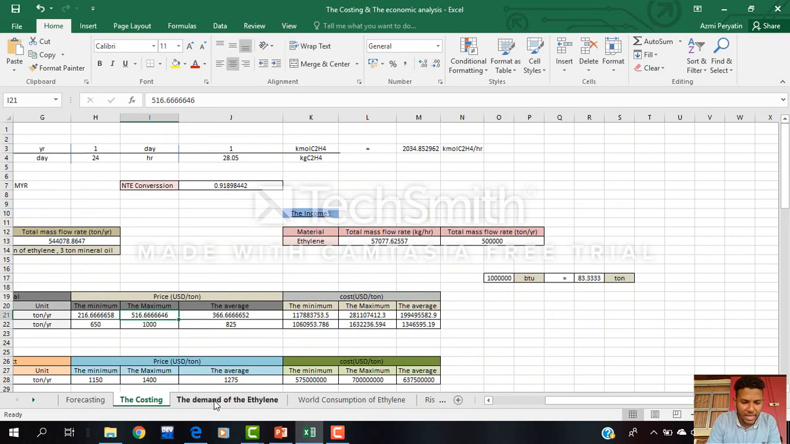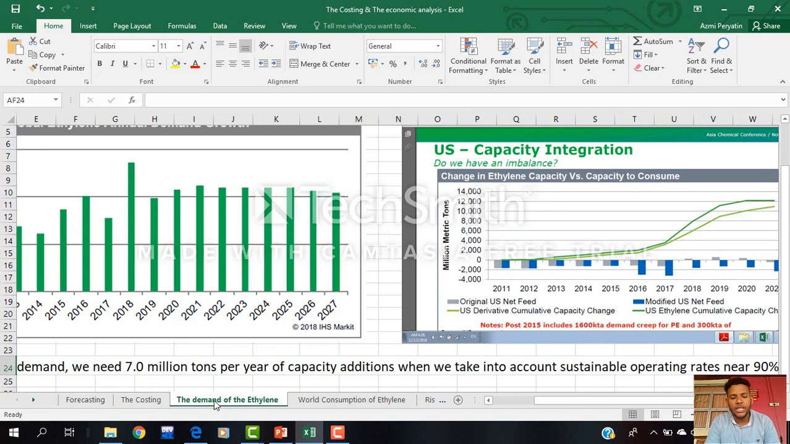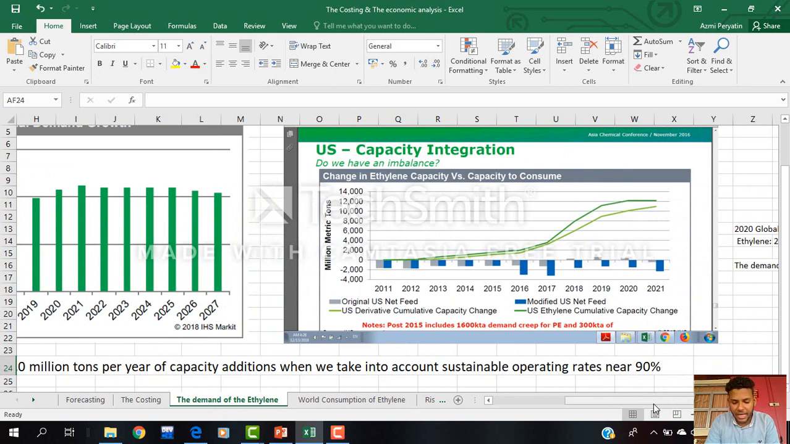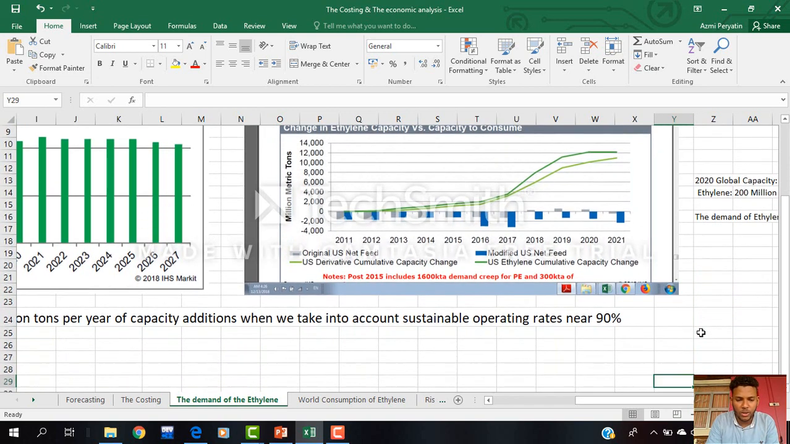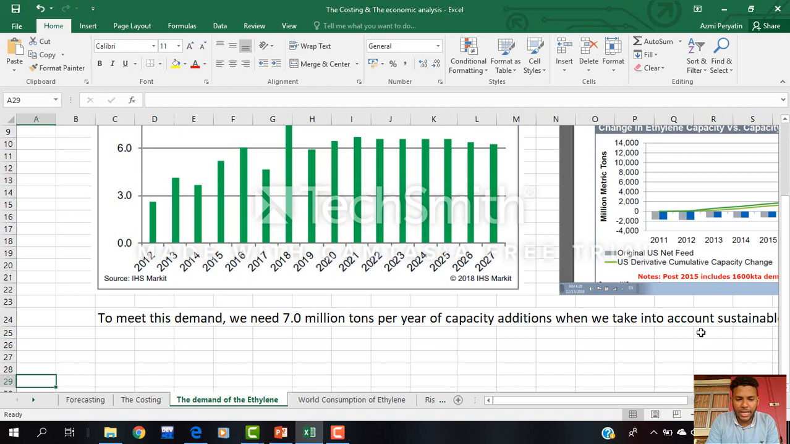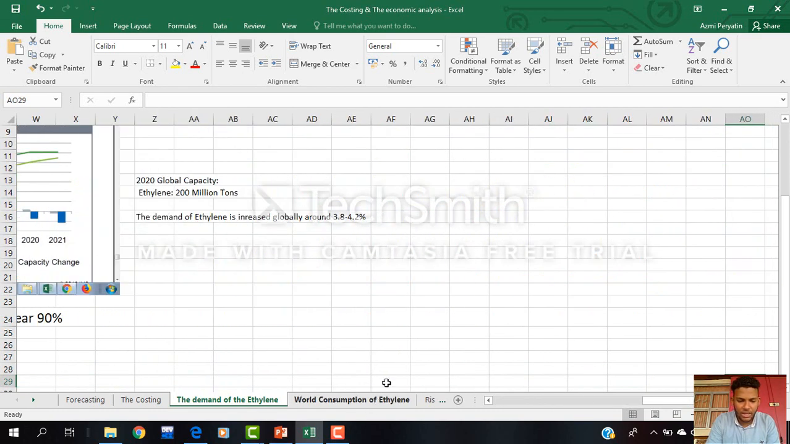The next thing I'm going to talk about is the demand. The graph shows that the demand for ethylene is increasing, by around 3.3 to 4.2 percent every year. It is estimated it will reach 200 million tons in 2020. To meet this demand, we need an increase of 7 million tons per year, every year. So this is about the demand.